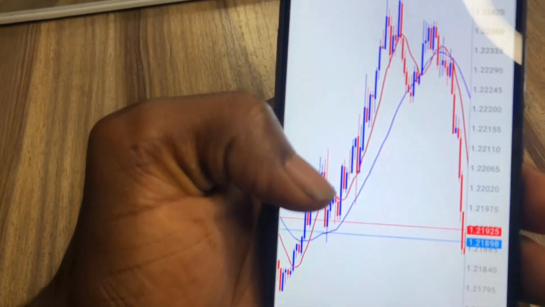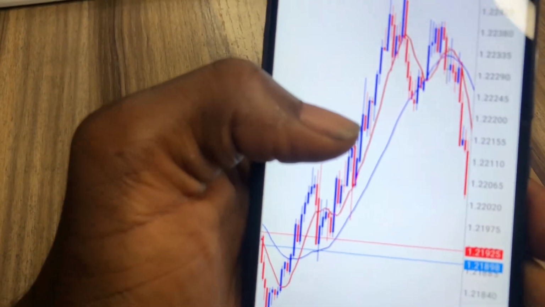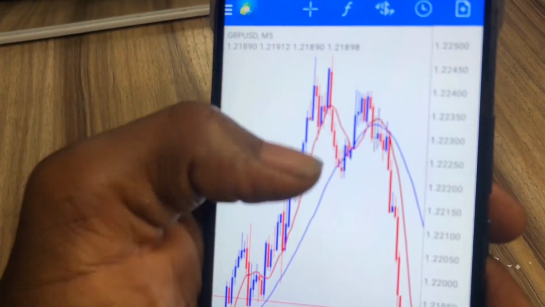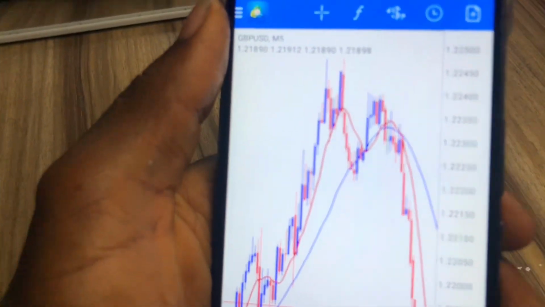Now at this point, price was actually above the 9 moving average, so this is trying to tell us the trend is still intact. Once we see price trying to go below the 9 moving average, this is trying to tell us that here is in a retracement.